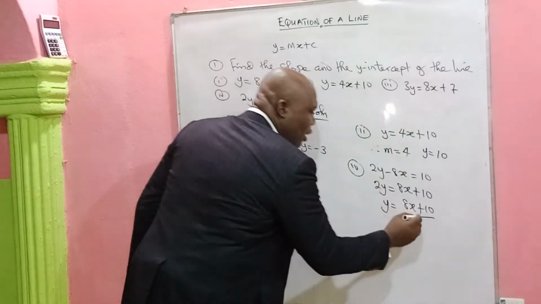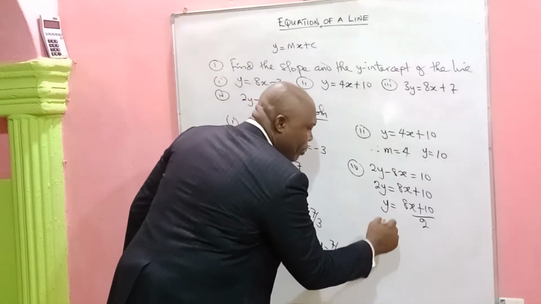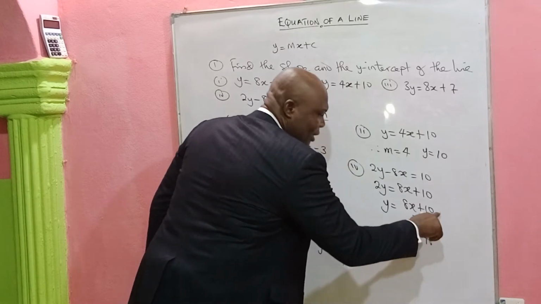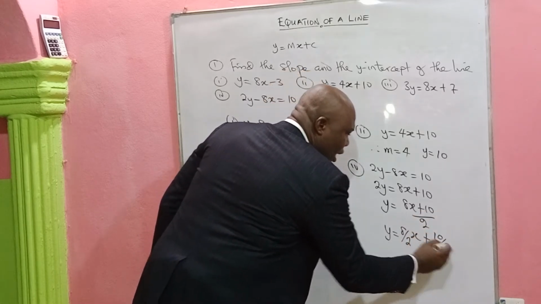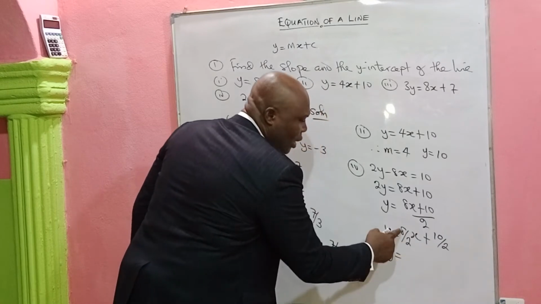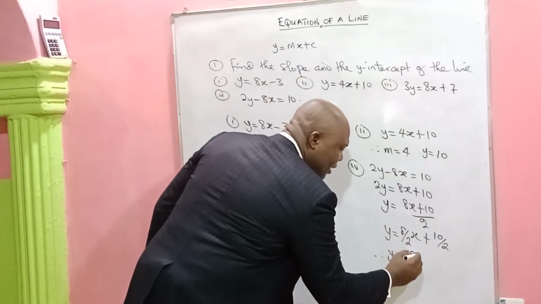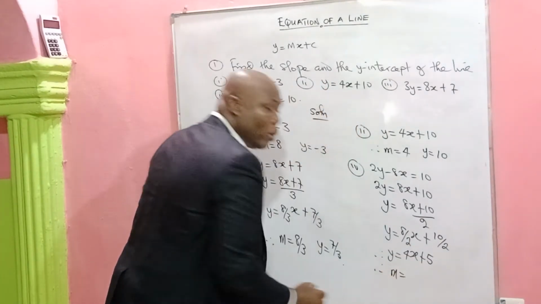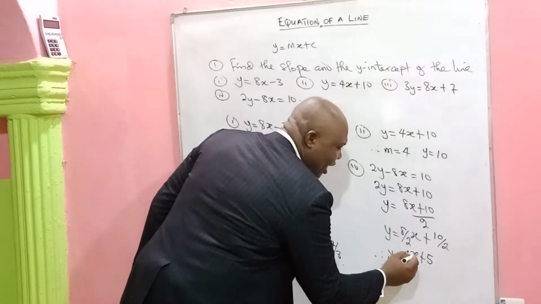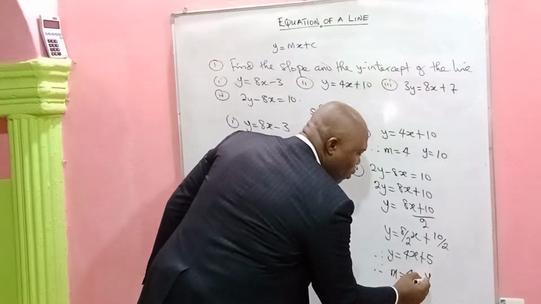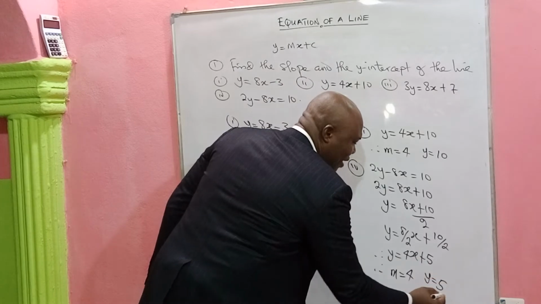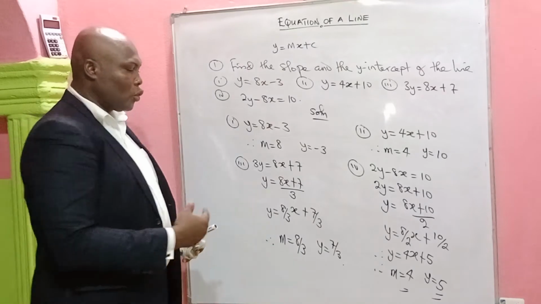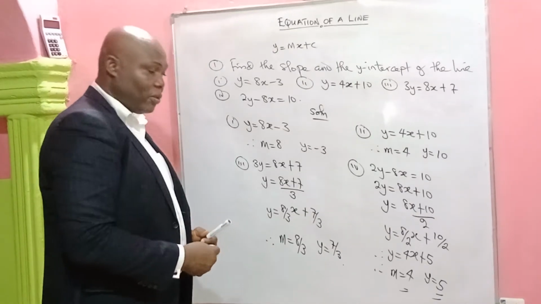We divide by 2. Which means your y will be 8 over 2 of x plus 10 over 2. It therefore means that y will be equal to 8 divided by 2, which gives us 4x, plus 10 divided by 2, which gives us 5. Therefore, we have been able to deduce the slope, which is the coefficient of x, and that is 4. And then the y-intercept, which is the constant, and that is 5. And that's all. It's that simple whenever you're asked to find the slope and the y-intercept. We've been able to know that.